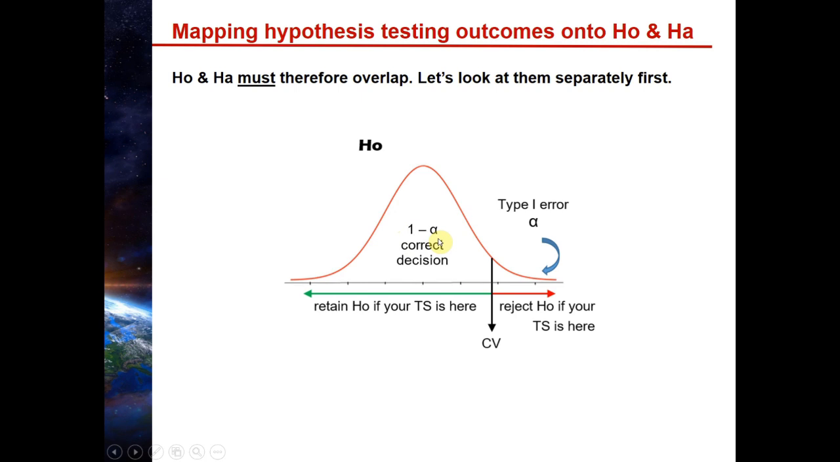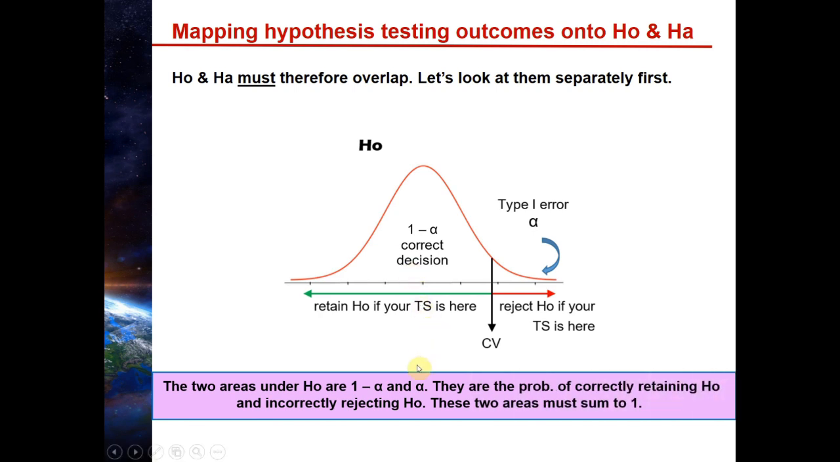alpha. So notice that alpha and 1 minus alpha are probabilities. They are areas under H0. Alpha, 1 minus alpha. Together they make up 1 or 100%. So your two areas are 1 minus alpha and alpha. They represent the probability of either correctly retaining H0, that would be 1 minus alpha, or incorrectly rejecting H0, that would be alpha, probability of making a type 1 error. Together they sum to 1.